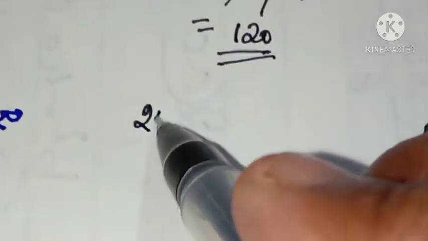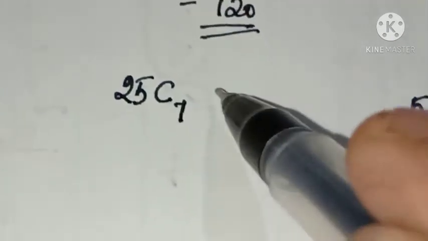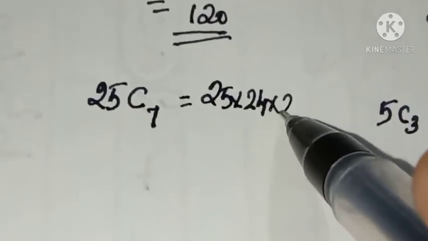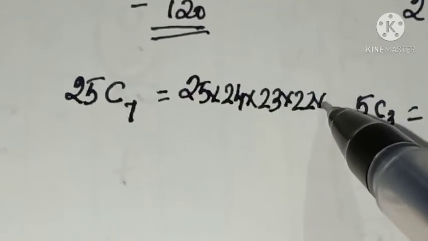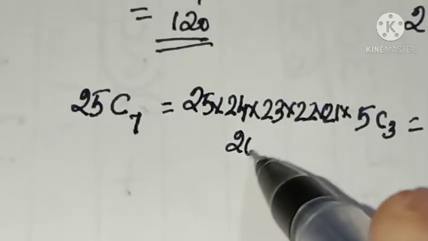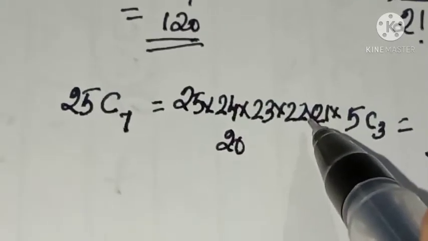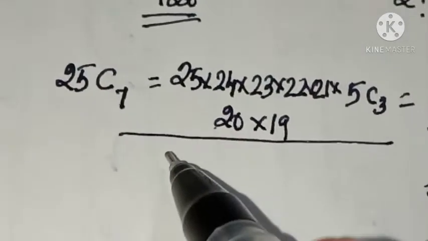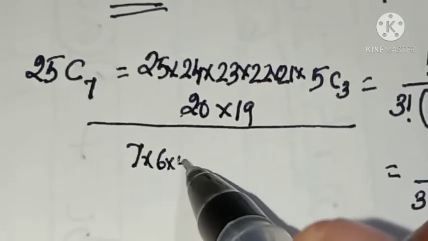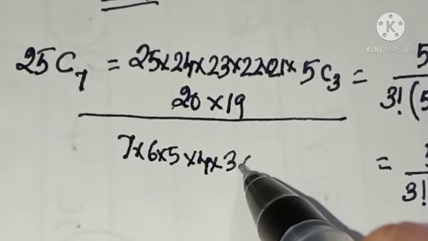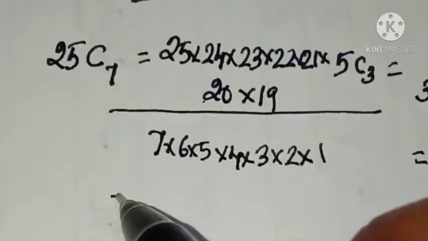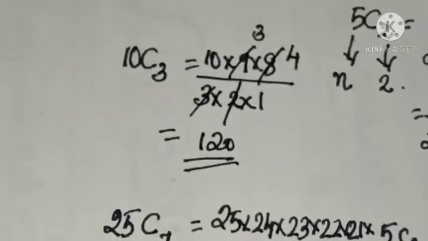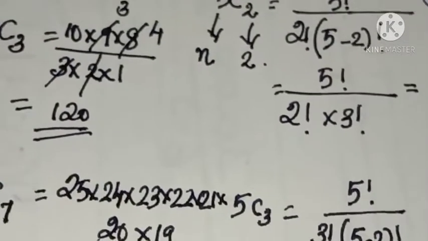Suppose we have 25C7. How? 25 into 24 into 23 into 22 into 21 into 20 into, count, 1, 2, 3, 4, 5, 6, 7 numbers we need to write in the numerator, by 7 into 6 into 5 into 4 into 3 into 2 into 1. Now simplify, and we will get the answer. So this is the method of finding combinations or selections. Is it clear?